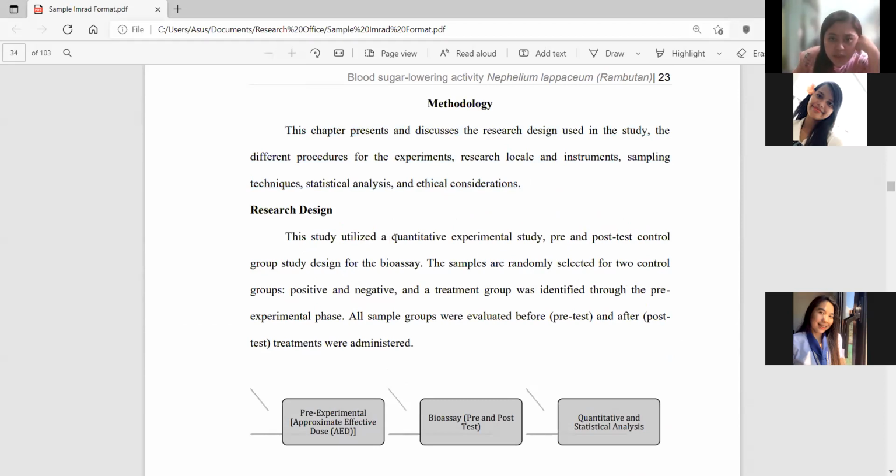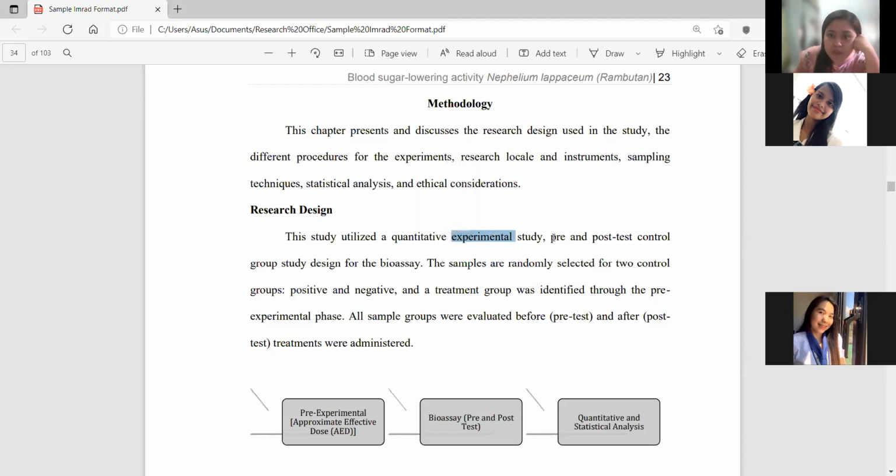This study utilized quantitative research, and they have here an experimental study. Again, it is an experimental design, specifically a pre- and post-test control group study design. So I have mentioned what quantitative research is, and since they are doing an intervention, this is specifically an experimental design.